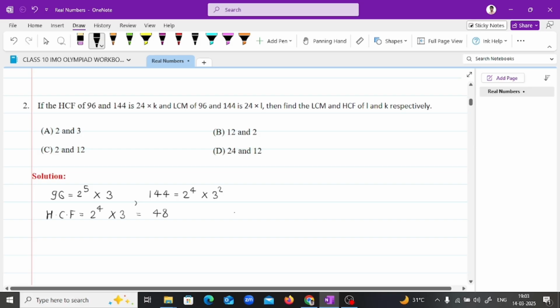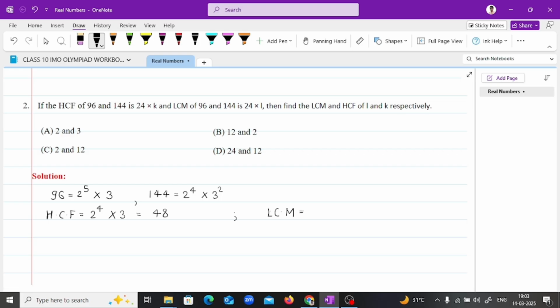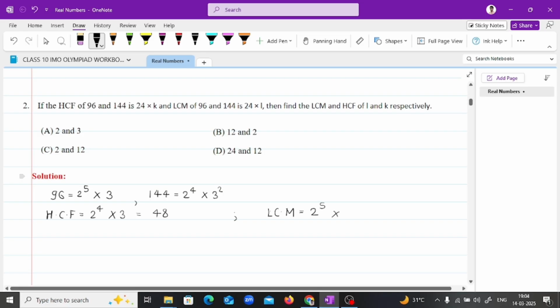And now we will find the LCM. LCM means least common multiple. Here in 96, the power of 2 is 5, and here in 144, the power of 2 is 4. So the common multiple will be 2 raised to 5. And here in 96, the power of 3 is 1, and here in 144, the power of 3 is 2.